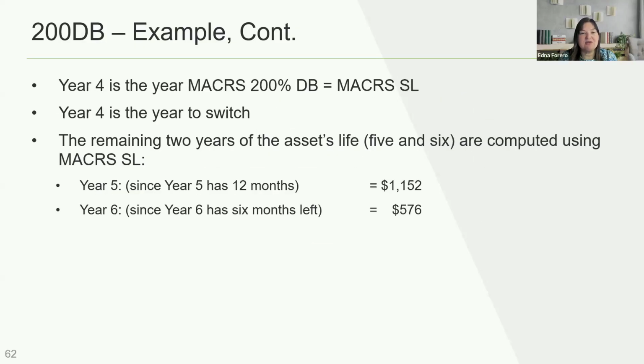So year 4, they now equal the same for both methods, 200% declining balance and straight line. So in year 4, we switch to straight line, and the remaining 2 years of the asset's life, which is 5 and 6, are computed using the straight line deduction. Again, it's a 5-year property, but we've got 6 months left because remember, we only took a half year at the beginning. So year 6, we take 6 months left, which is 576. So that is the difference now.